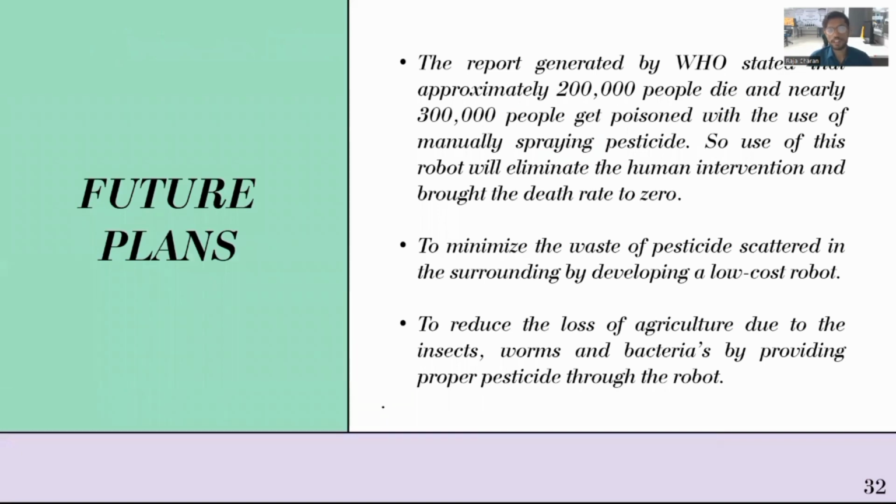So our future plans: according to the report generated by the World Health Organization, approximately 2 lakh people die and nearly 3 lakh people get poisoned from manually spraying pesticide. So our robotic technology will reduce the human intervention and bring the death rate to zero. And our technology will minimize the waste of pesticide that is spread in the air or surroundings, through the development of a low cost robot, and reduce the loss of agriculture due to insects, worms, and bacteria by providing proper pesticide through the robot.